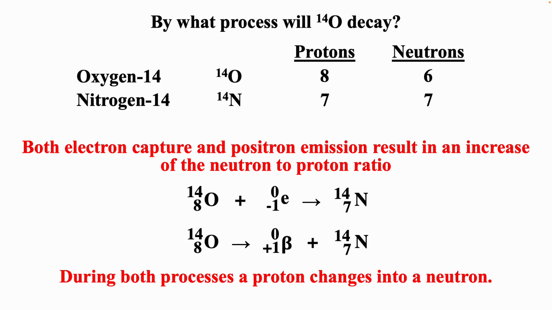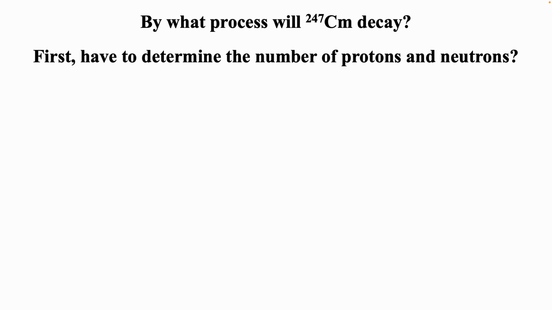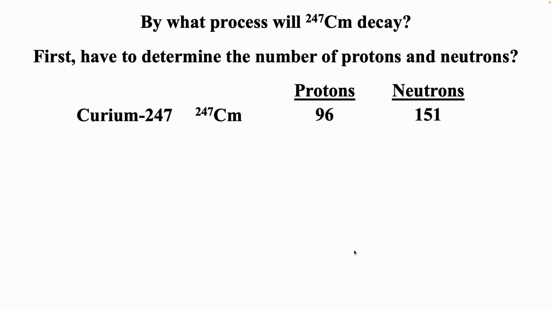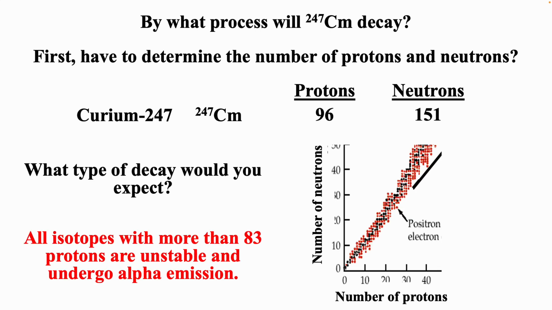During both of these processes, an up quark changes into a down quark, which means a proton changes into a neutron. By what process will curium-247 decay? Remember, everything after bismuth is radioactive. If we're looking at the periodic table, we see that curium has 96 protons, and 247 minus 96 gives us 151 neutrons. This is just way too big to be stable, and so it's going to undergo alpha decay.